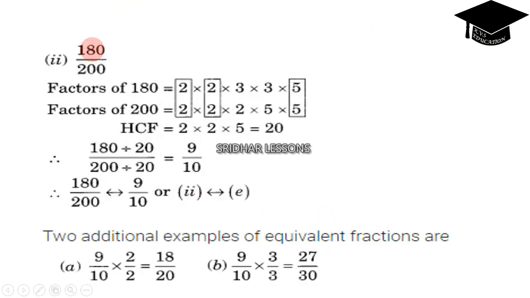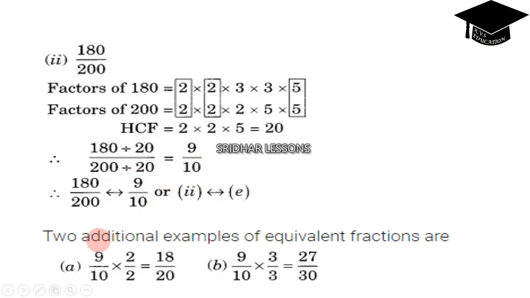Second problem, 180 by 200. The factors for 180 are 2 into 2 into 3 into 3 into 5, and the factors of 200 are 2 into 2 into 2 into 5 into 5. So the highest common factors are 2 into 2 into 5, that is 20. So 180 divided by 20 by 200 divided by 20 is equal to 9 by 10.